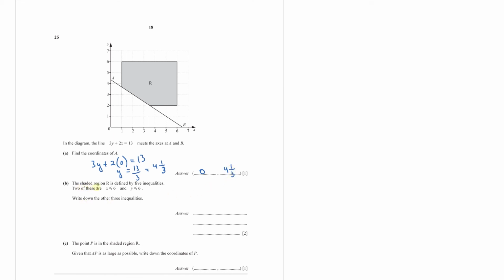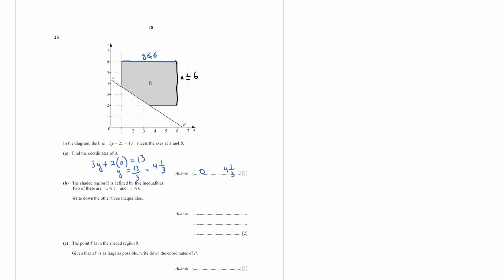Part B: the shaded region R is defined by 5 inequalities. 2 of these are x is less than or equal to 6 and y is less than or equal to 6. Since y equals 6 is a horizontal line, this line on the top, let me mark this in blue, represents the inequality y is less than or equal to 6. And this one here on the right, let me mark this in black, represents the inequality x is less than or equal to 6.